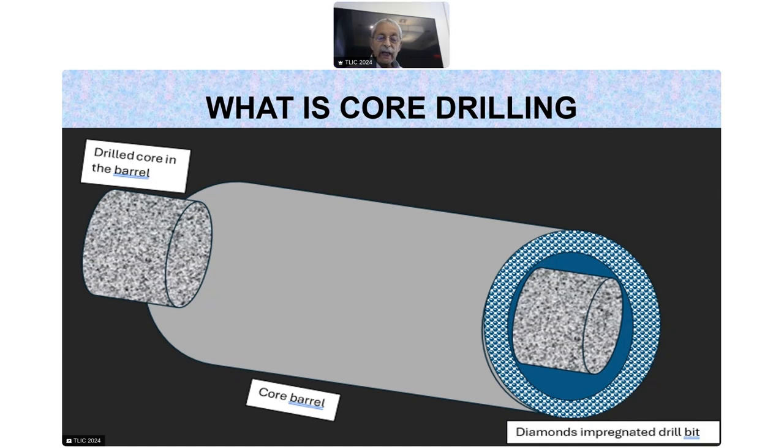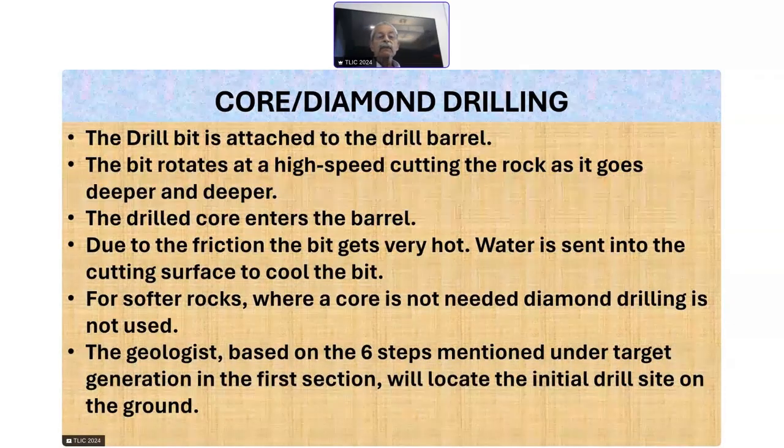That is the bit. And as the drilling progresses, the core will get into my core barrel. The drill bit is attached to the drill barrel. The bit rotates at high speed, cutting the rock. Because it is rotating at a very high speed, it generates a lot of heat. Then in order to cool it down, the drilling crew will send water there. So that is how the drilling happens.